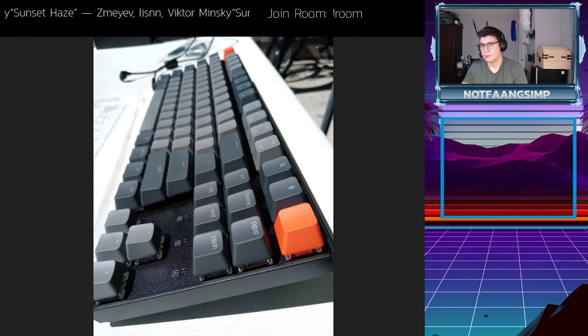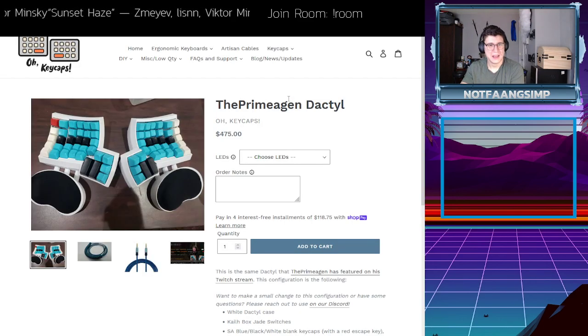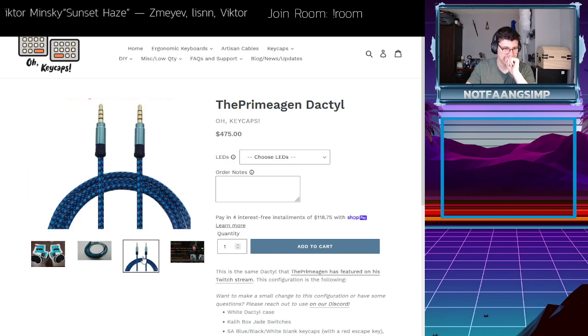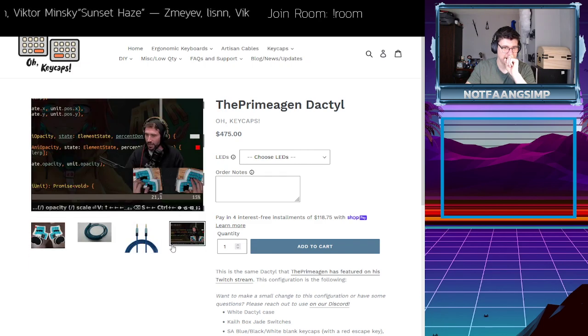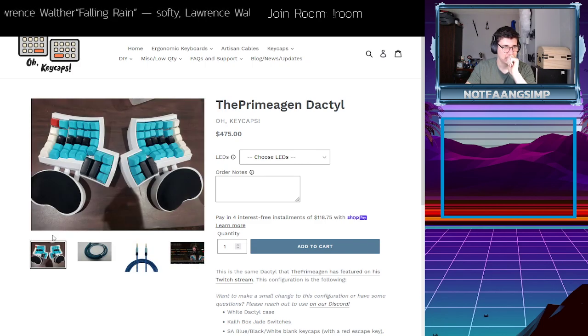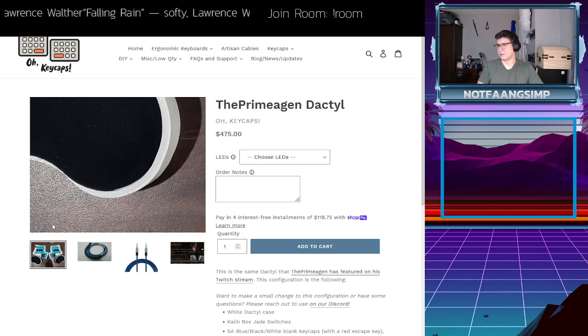Let's see, the Dactyl. Let's see what this one is. Oh goodness, what is this? Does it connect through a headphone jack? What? I've seen the other cable. I'm assuming this is meant to be ergo, right? This has to be ergo.